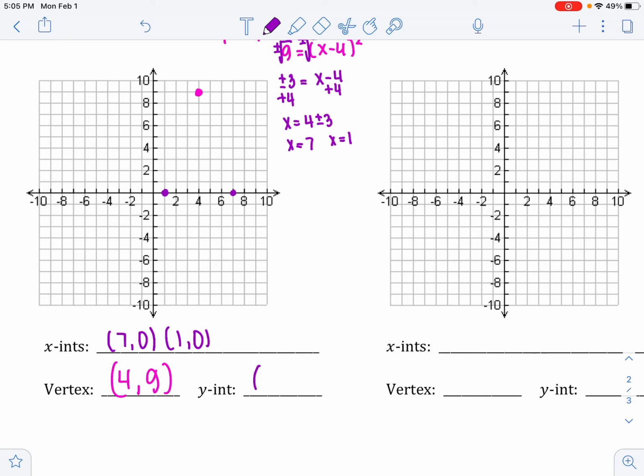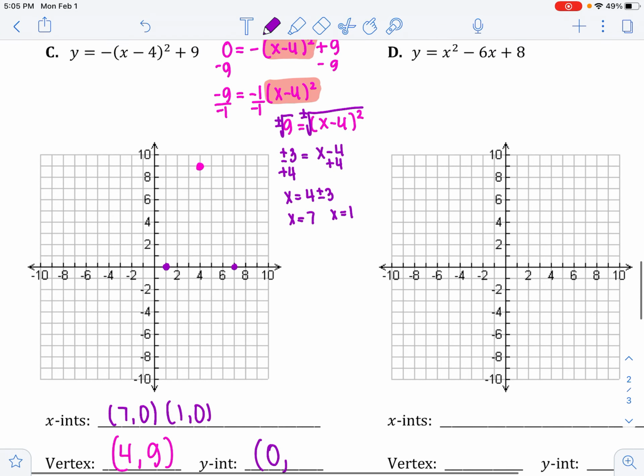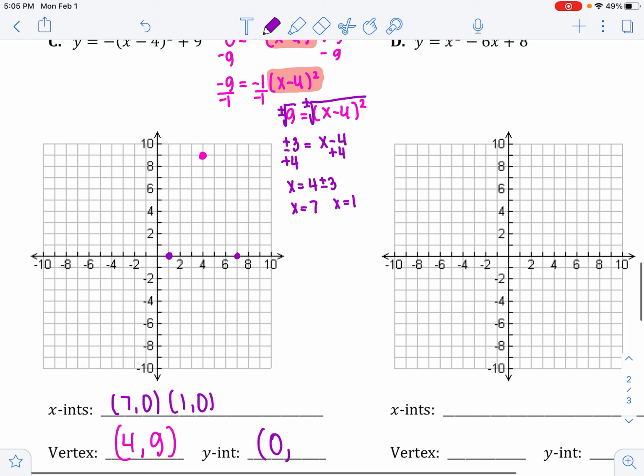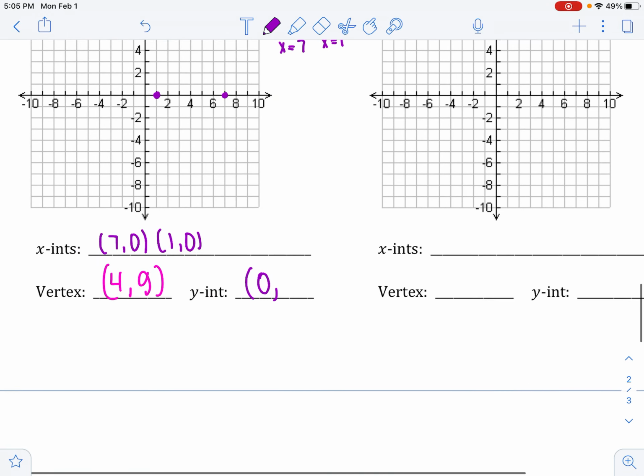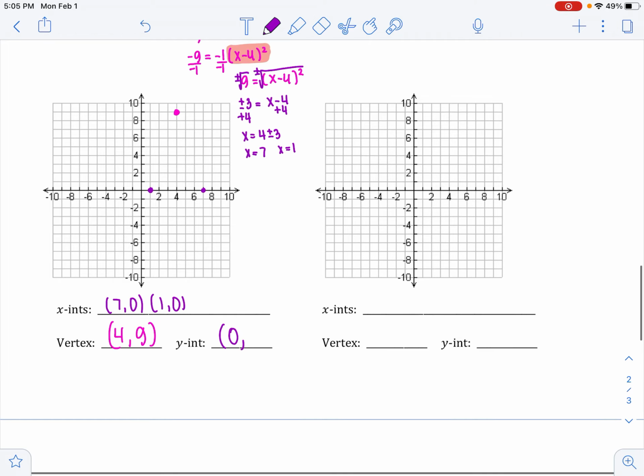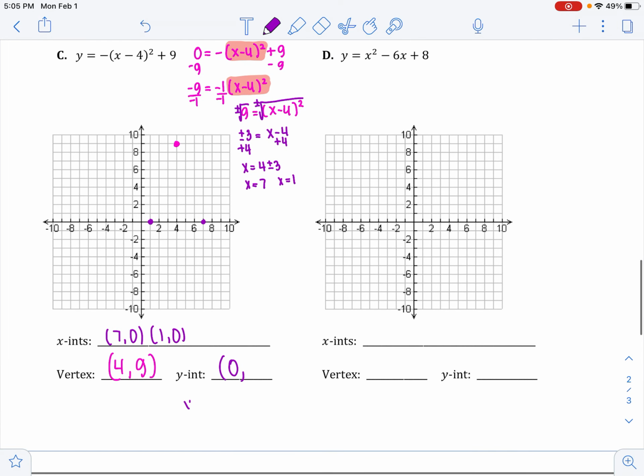And if you look, it's looking very symmetric. I still need my y-intercept, so I'm going to plug in 0 for x and see what I get for y. Now remember, it's not 9. People will say, oh, it's C. That's not C. It's not in standard form. So we have to plug in 0 for x to see what we get for y. So y equals the negative, and then I plug in 0 for x and square it, and then I add 9.